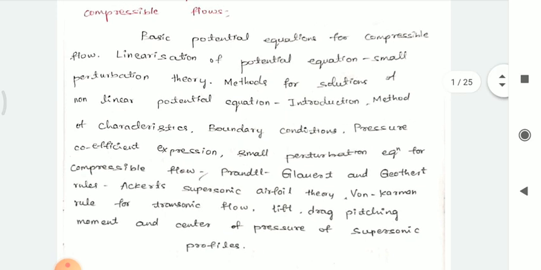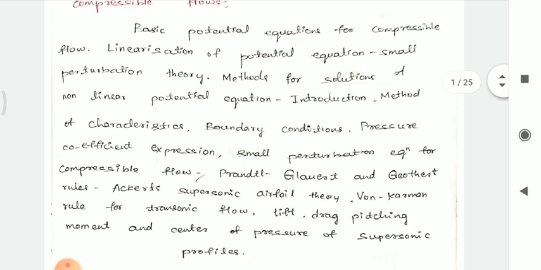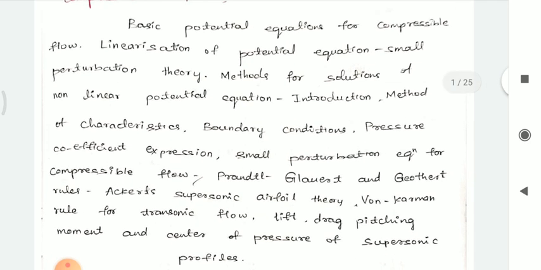Fine. So let us start with the very first topic, basic potential equation of compressible flow and linearization of the potential equation, also called as small perturbation theory. This particular topic, two topics it is, continuation of one another. So first we'll derive the basic potential equation for compressible flow and we will linearize it, and that is called as small perturbation theory or linearization of potential equation.